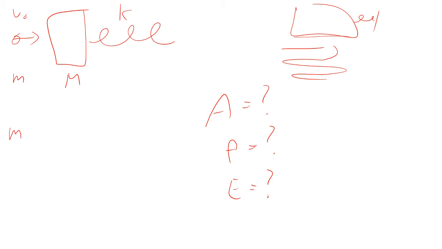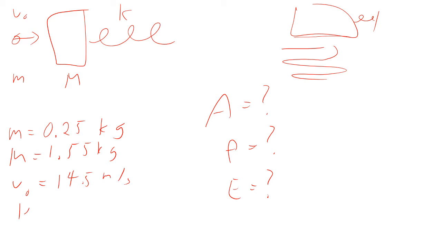We need to know the spring constant, and we need to know the initial velocity of the small object. So let's say the small object has mass 0.25 kilogram. Let's say the big object has mass 1.55 kilograms. Let's say the initial velocity of the small thing is 14.5 meters per second, and let's say the spring constant is 81.6 newtons per meter. Okay, and with that, we are ready to go.